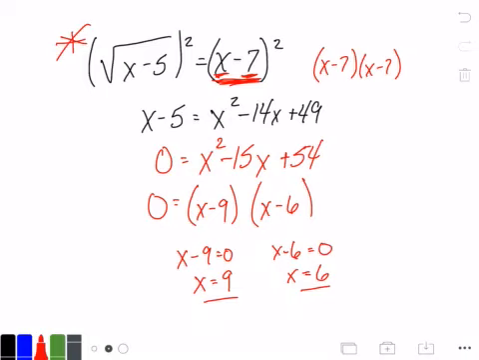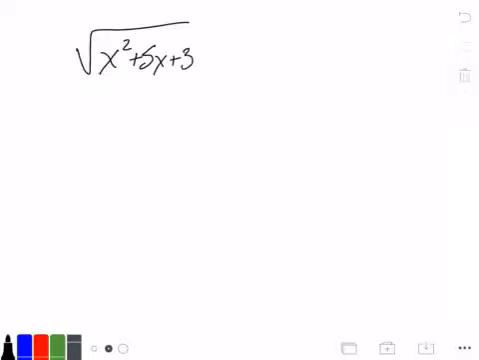So there you go, guys. That's a radical equation, how to simplify them. Now they will get a little bit more complex. I'll show you an example of one, but the process doesn't change. This is example 3. The square root of x squared plus 5x plus 3 minus the square root of x squared plus 3x equals 1.